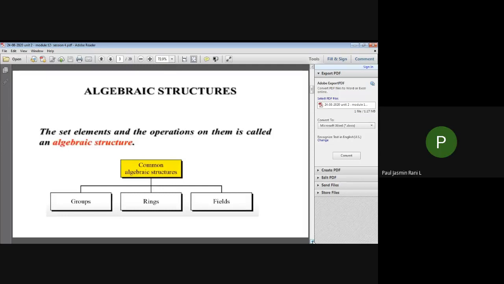Okay, ma'am. A set of elements and the operations on them is called an algebraic structure. Is that okay? Yes, ma'am. Okay. Among the common algebraic structures, we classify the main parts of our algebraic system into three topics: groups, rings, and fields. We will see them one by one.